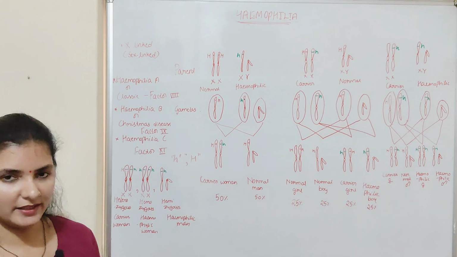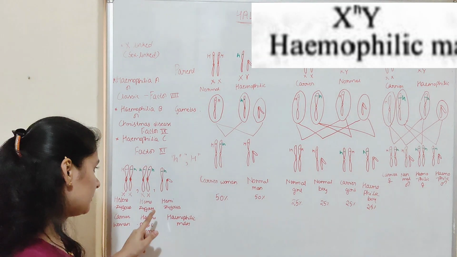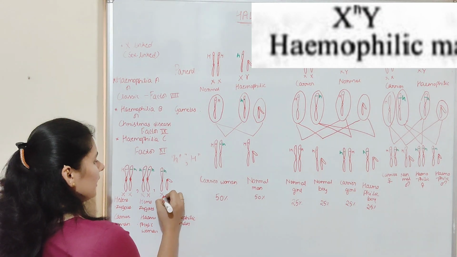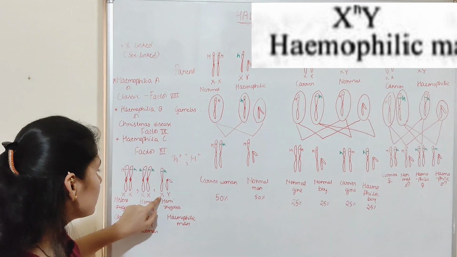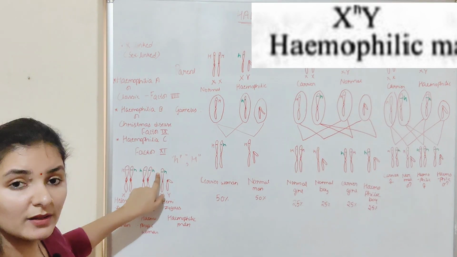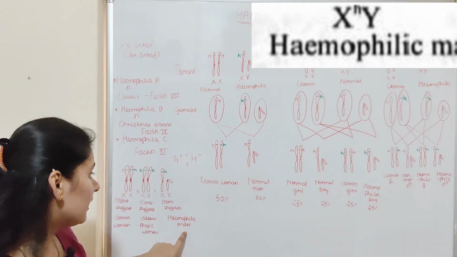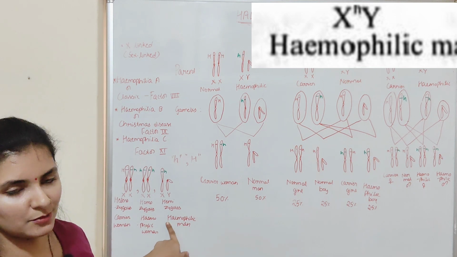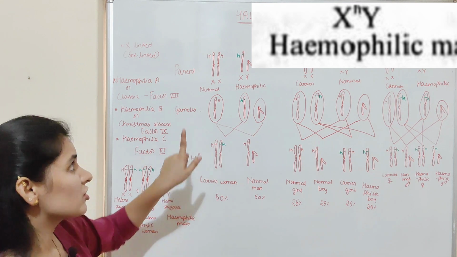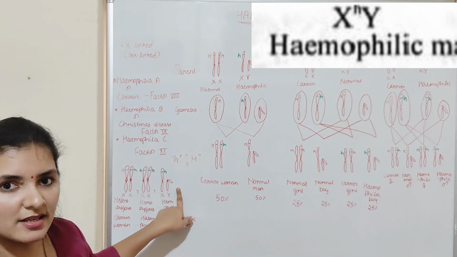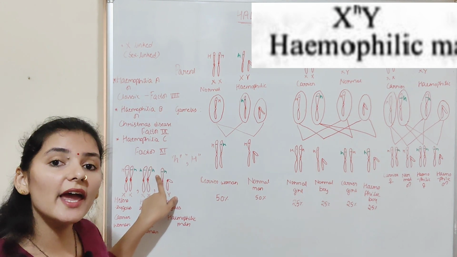Whereas in the case of male, as you all know, males have two sex chromosomes, X and Y. If the X chromosome of the male has this abnormal gene responsible for hemophilia, then this man will be hemophilic and shows the symptoms of hemophilia, because the gene responsible for hemophilia will not be present on the Y chromosome. This gene is present only on the X chromosome.